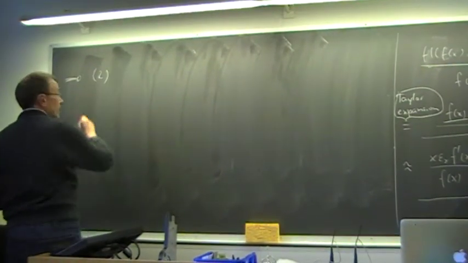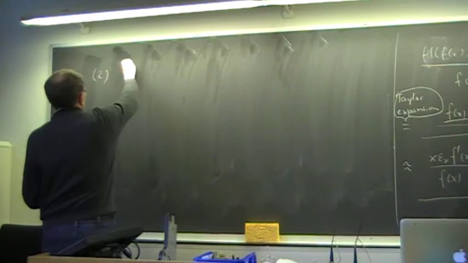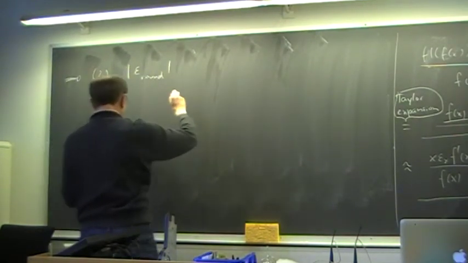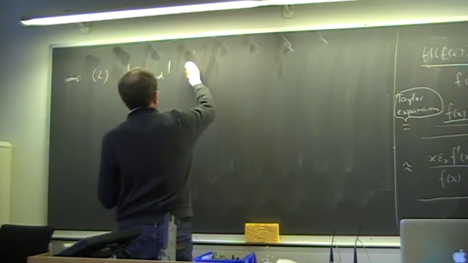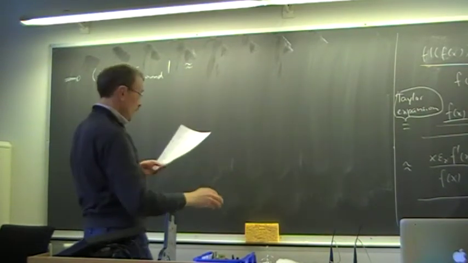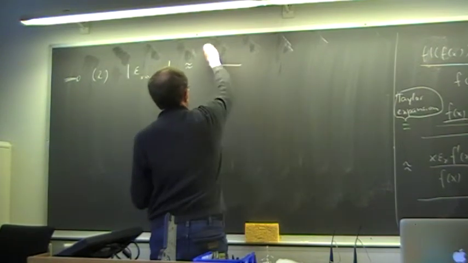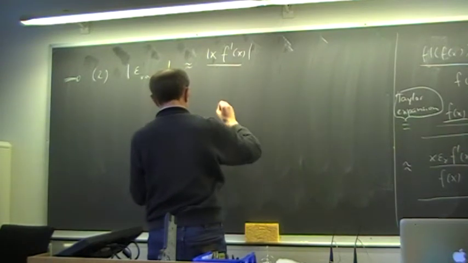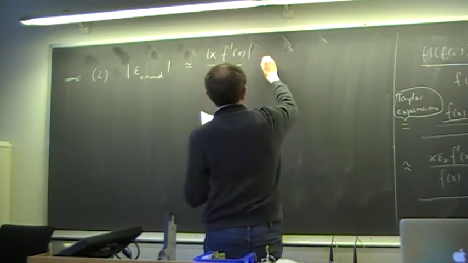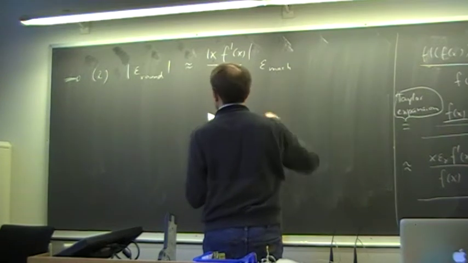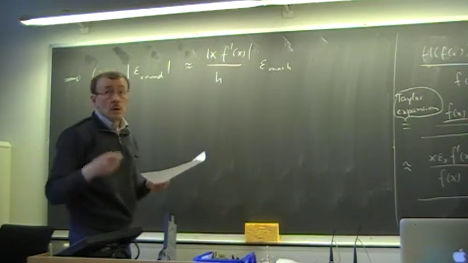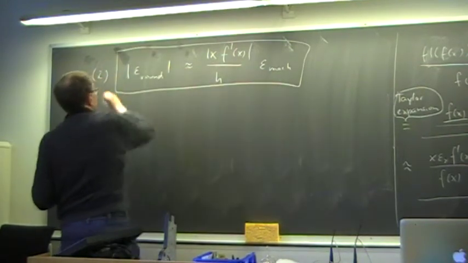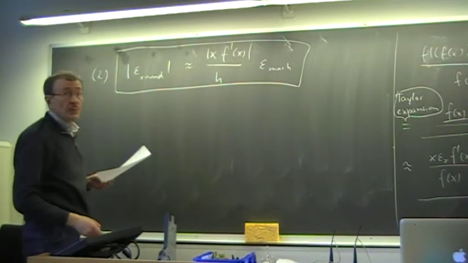So now we have here estimates, but nevertheless we estimate now the modulus of the rounding error, its absolute value, by the estimate that we came up with in the end, which is the absolute value of x times the first derivative of f with respect to x, divided by h, times machine epsilon. So that is our first result that we shall use to represent the rounding error.